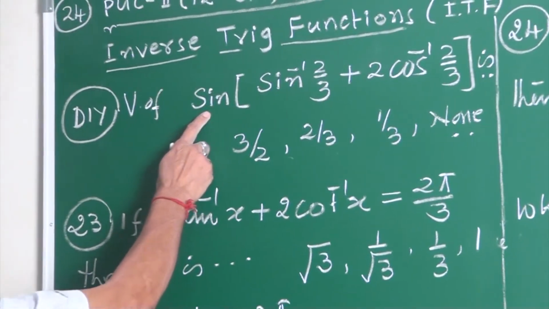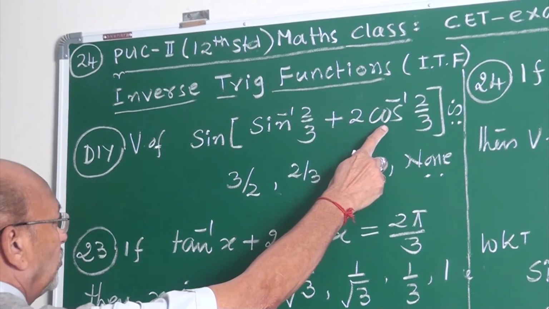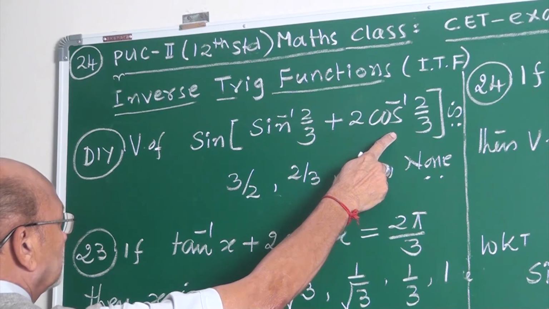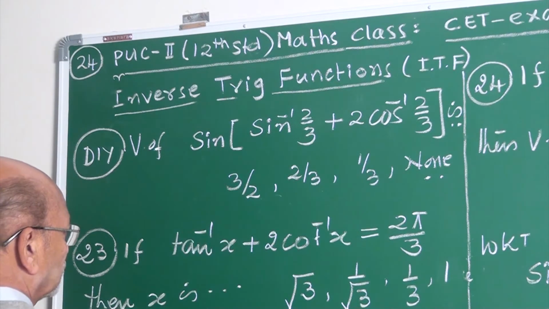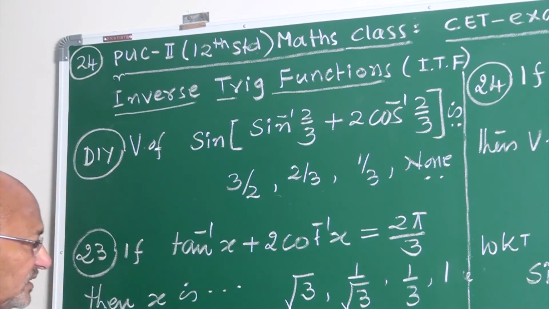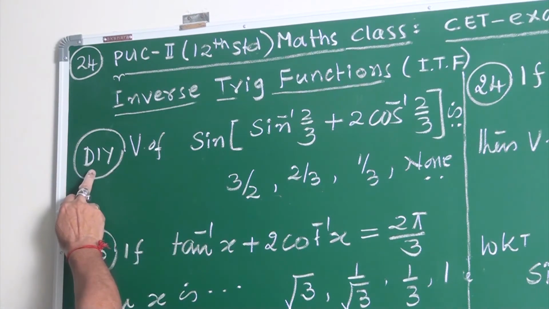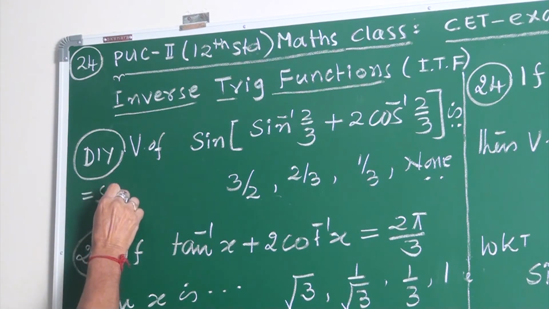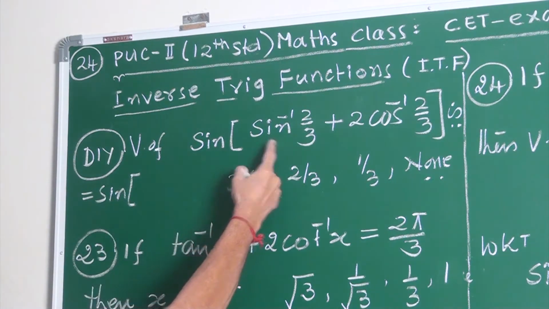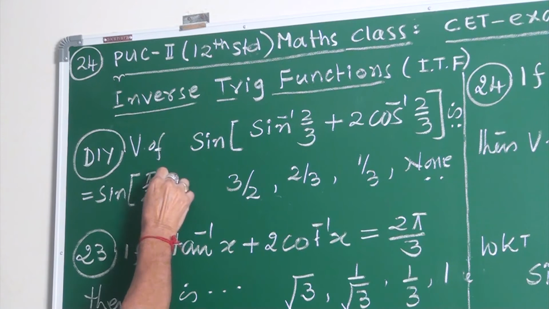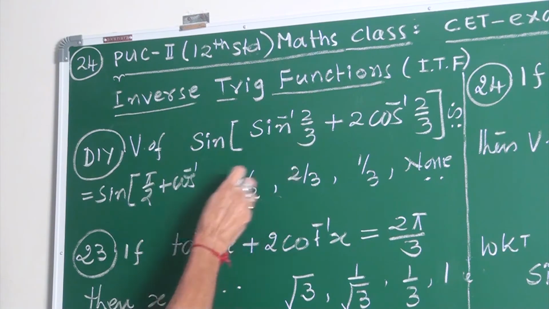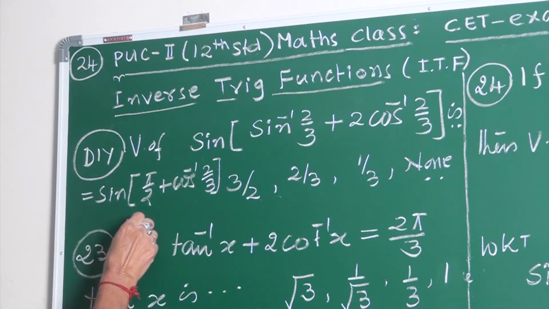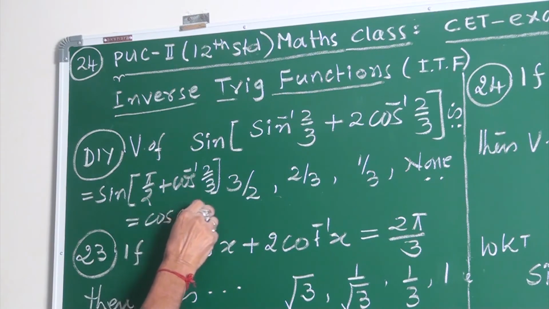The value of sine inverse 2 by 3 plus cos inverse 2 by 3. What is it? Pi by 2 plus cos inverse. Pi by 2 plus cos inverse means what? Sine changes to cos. You know the method. You complete this, so do it yourself. This becomes what, my friend? It becomes sine of pi by 2 plus cos inverse 2 by 3. Pi by 2 means sine changes to cos: cos inverse 2 by 3.